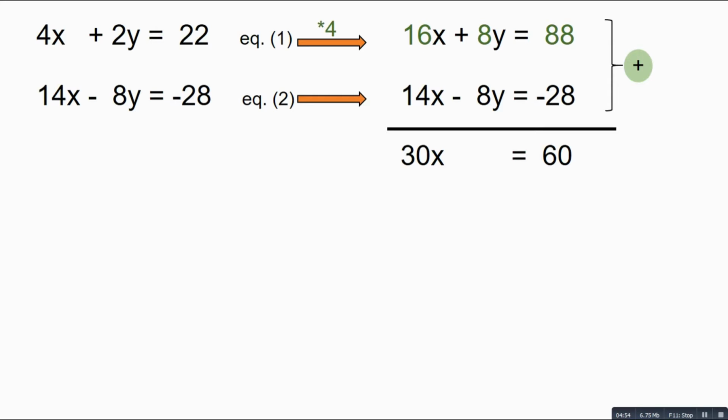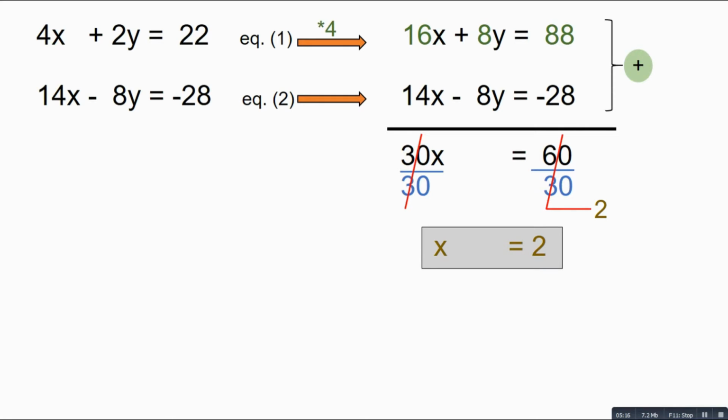So how do I solve for the parameter x? What you do is you just divide by 30 on both the left-hand side and the right-hand side. So 30 divided by 30 is equal to 1x, and 60 divided by 30 is equal to 2. In this case, x will be equal to 2. So we used the method of addition to add those two equations and come up with the variable x.